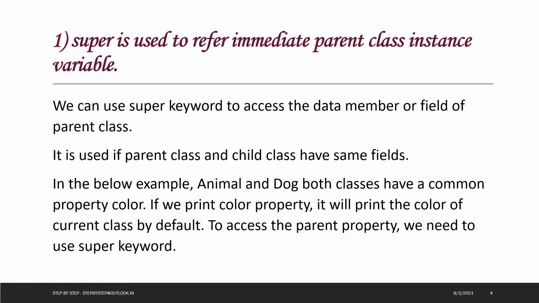In the below example which we are going to discuss ahead, we are considering two classes, animal and dog, which have a common property, let's say color. If you print the color property, it will print the color of the current class by default. So if you have to access the parent property, we need to use the super keyword. So let's understand with a program.